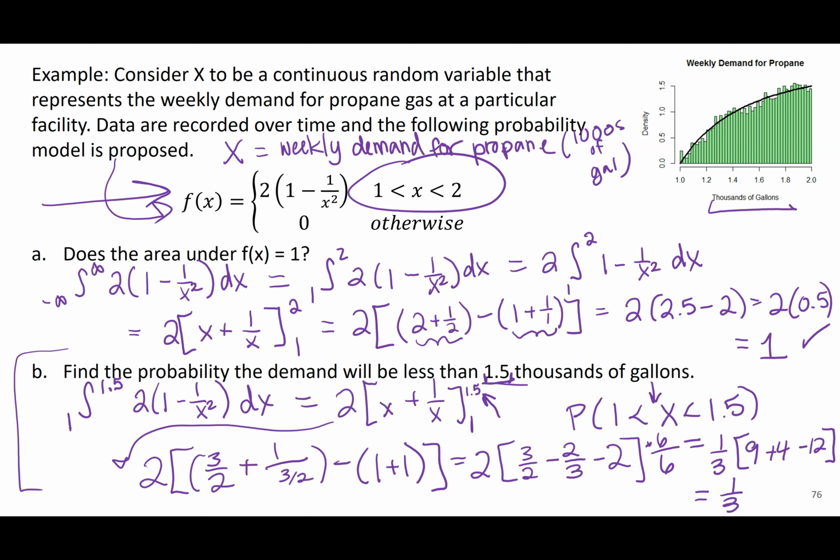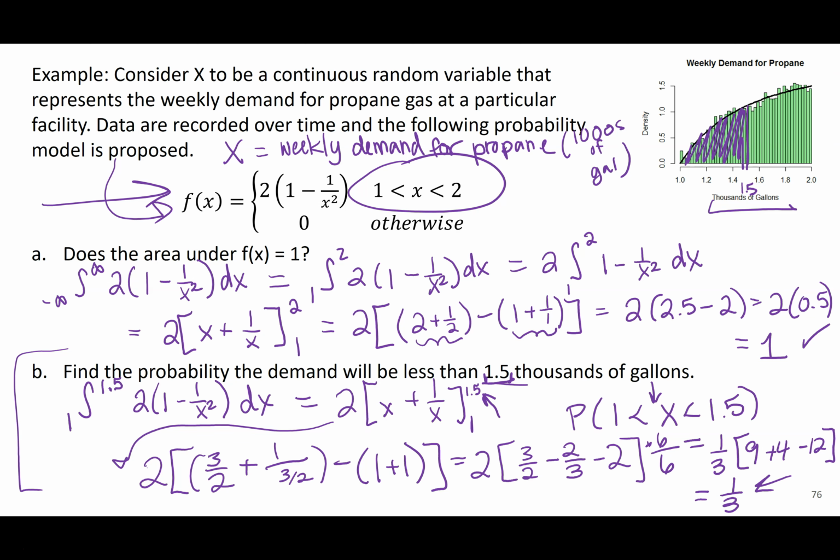So 1/3. So what we're ultimately looking at here is 1.5 is right around here, and we're finding this area under this curve. That's what we're looking at. So the probability the demand will be between 1 and 1.5 thousandths gallons, that happens about 1/3 of the time. So that's what we're looking at here.